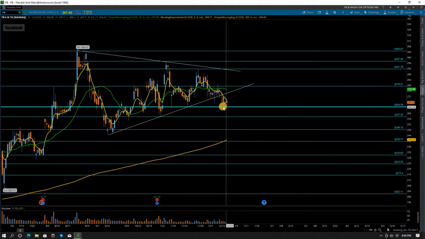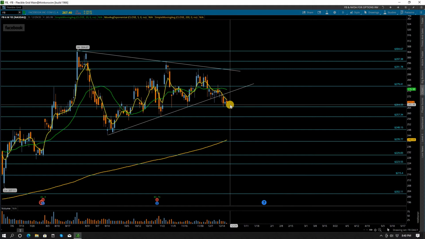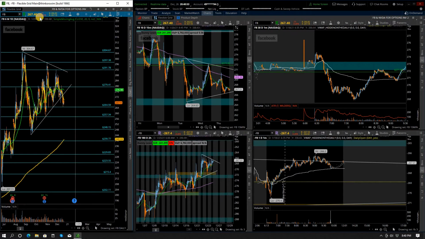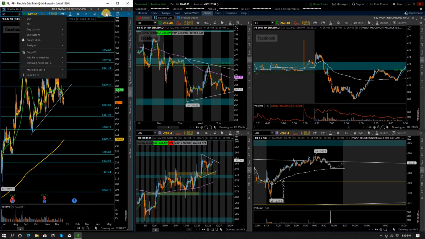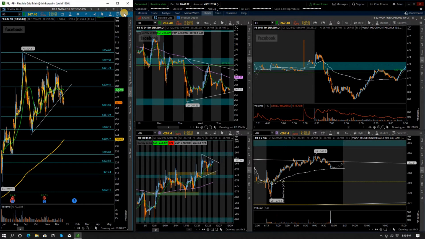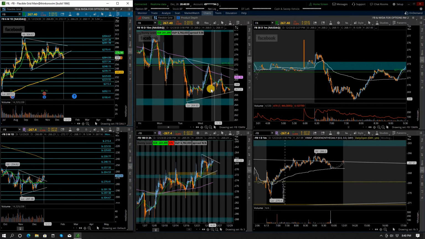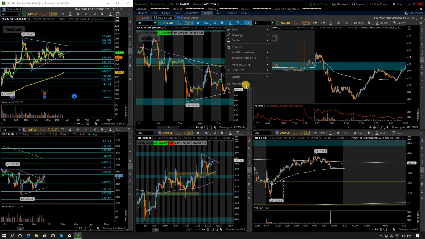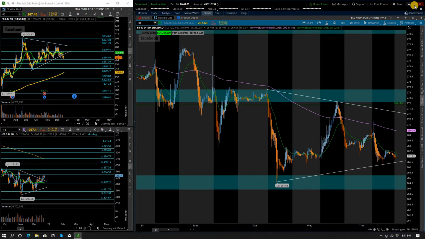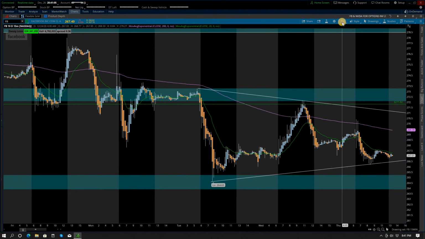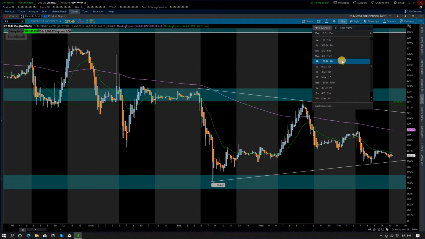Once this line gets broken, once it gets violated and price closes below, then we go the opposite, right? Because now support becomes resistance, and so on and so forth. So that's basically what I do on the daily. And let's go on to the 15 minute.